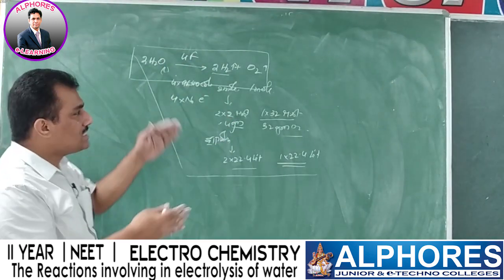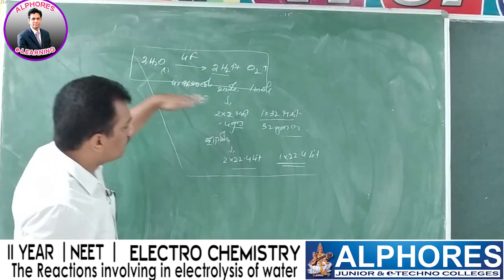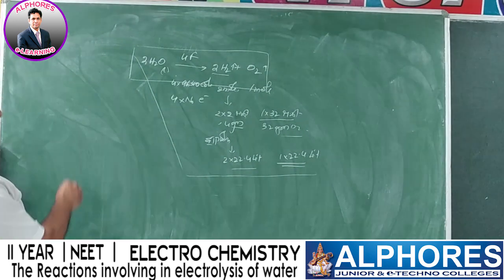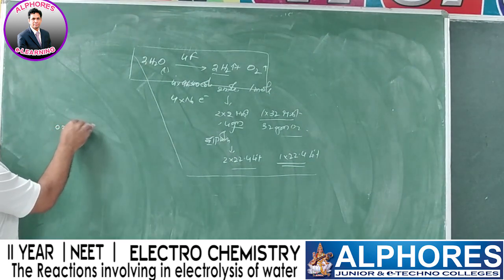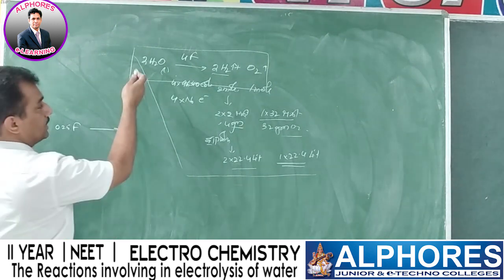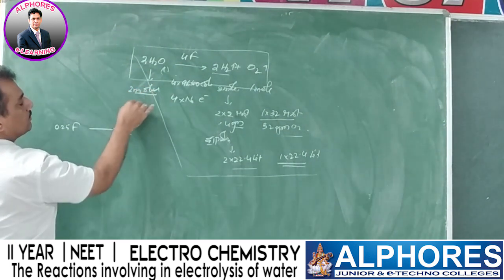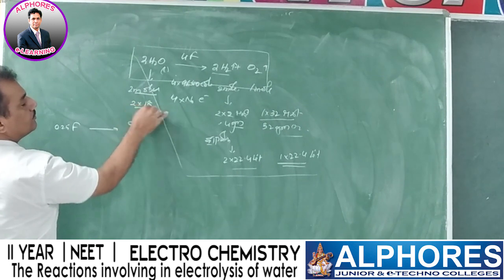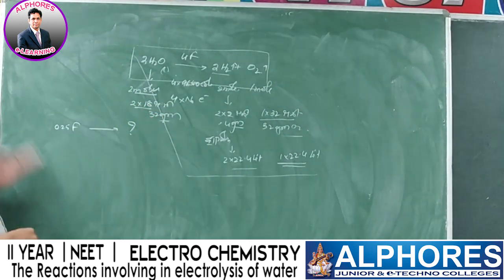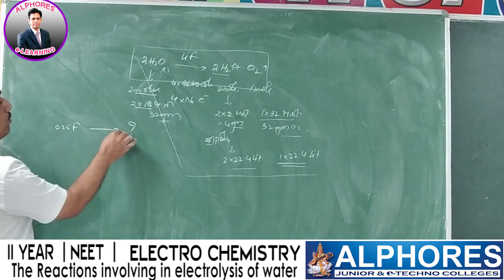And now let us go for this. 0.25 Faradays can electrolyze how many moles of water? It is nothing but, here again, 2 moles of water. That means it is 2 into 18, the molecular weight of water, that is 36 grams of water. Now the question may be: by passing 0.25 Faradays of current, how many moles of water can be electrolyzed, or how many grams of water can be electrolyzed? These are different types of questions they may ask.